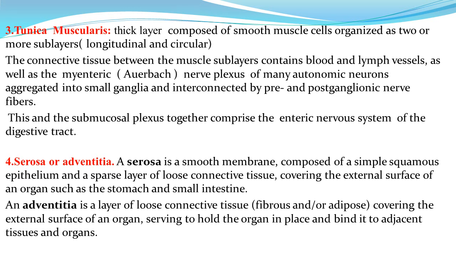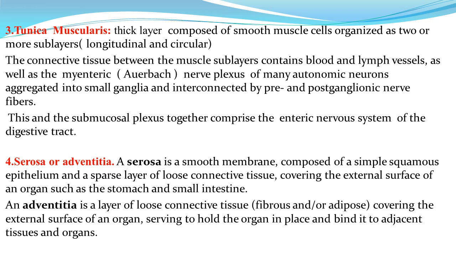The connective tissue between these sublayers contains lymph vessels, blood vessels, and nerve plexuses. The myenteric plexus, or Auerbach plexus, belongs to the autonomic neurons, which are aggregated into small ganglia and interconnected by pre- and post-ganglionic nerve fibers. This and the submucosal plexus together comprise the enteric nervous system of the digestive tract.